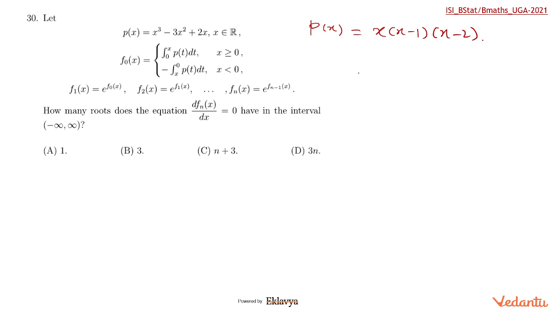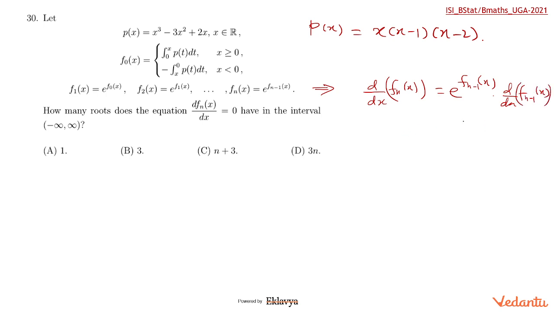f1x is e raised power f naught x, f2x is e raised power f1x, and similarly so on. fnx is e raised power fn minus 1x. How many roots does the equation, derivative of fnx equal to 0, have? So यहाँ से अगर हम देखें तो derivative of fnx क्या आ रहा है, ये आ रहा है e raised power चेन रूल से, ये into derivative of fn minus 1x.